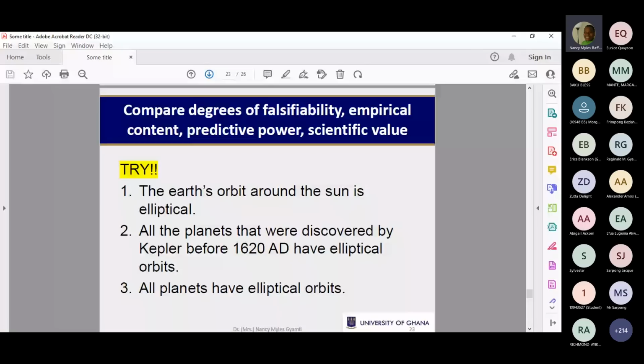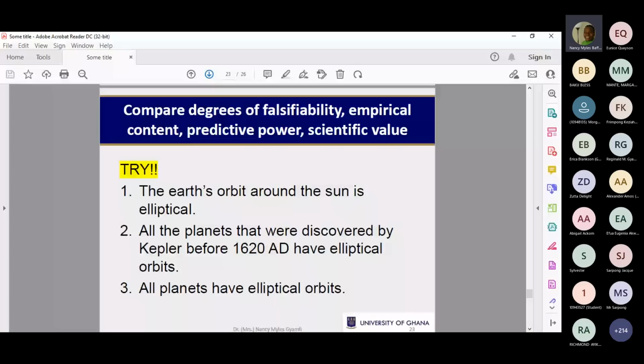If I say the Earth's orbit around the sun is elliptical, that is saying that the Earth is going around the sun, orbiting it. The second person said all the planets that were discovered by Kepler before 1620 AD have elliptical orbits. First one said the Earth. Your focus is the reference class. Don't stress yourself. The Earth. The second one, all the planets that were discovered by Kepler. The third one, all planets have elliptical orbits.